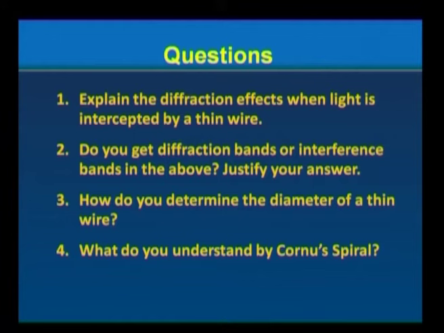The questions are: explain the diffraction effects when light is intercepted by a thin wire. Do you get diffraction bands or interference bands in the above? Justify your answer. How do you determine the diameter of a thin wire? Last question: what do you understand by Cornu spiral? With this we come to the end of this lecture. We will discuss in detail Cornu spiral and Fresnel's integrals, which come in this connection, in the lecture to come.